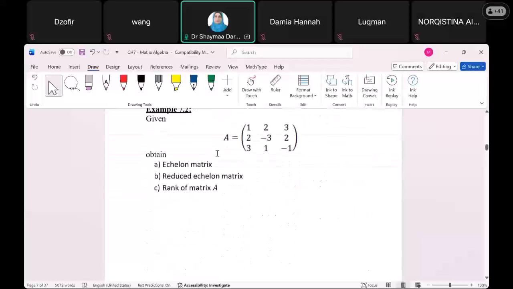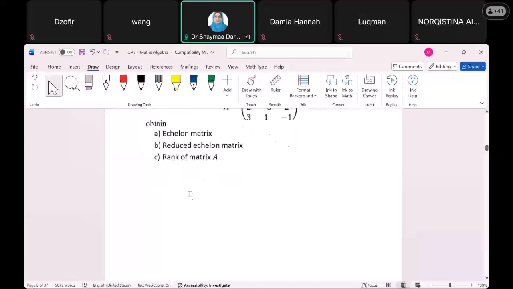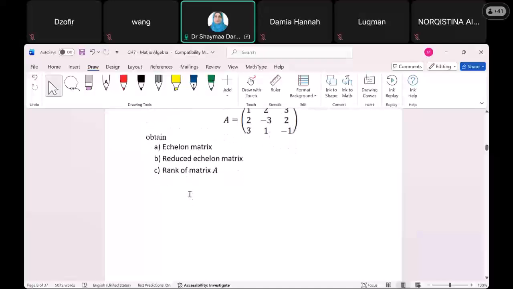Okay, let's go for an example. I have this matrix: 1, 2, 3, 2, minus 3, 2, 3, 1, 1, a 3 by 3 matrix. This one is not in row echelon form. I need to find the equivalent echelon matrix for the matrix A and also the reduced echelon matrix. That means first I will convert it to row echelon matrix, then continue until I get the reduced row echelon matrix. Then I need to find the rank of the matrix.